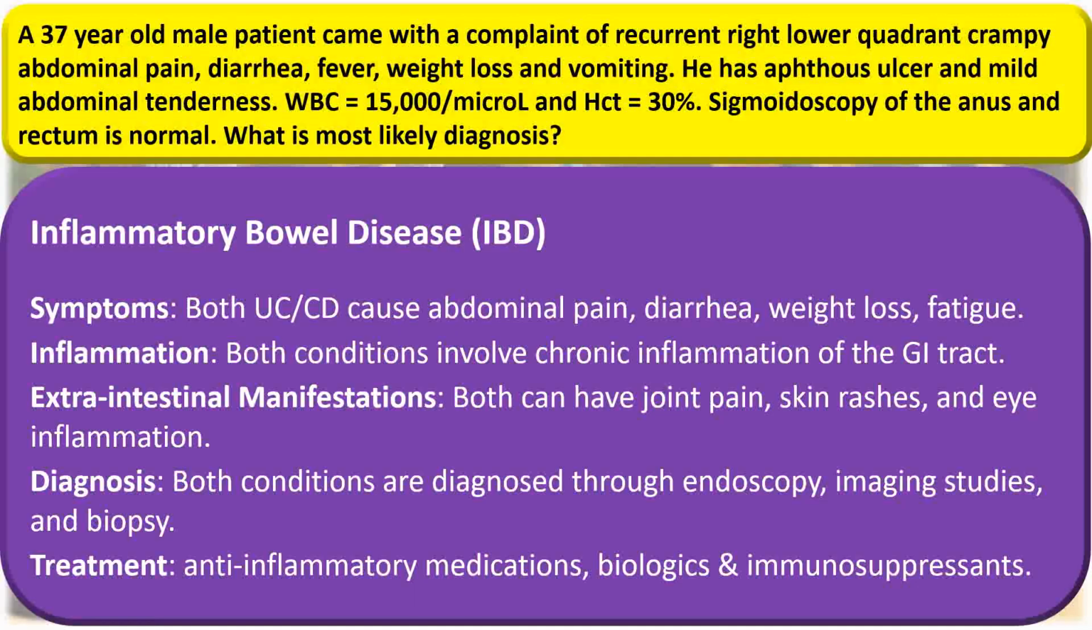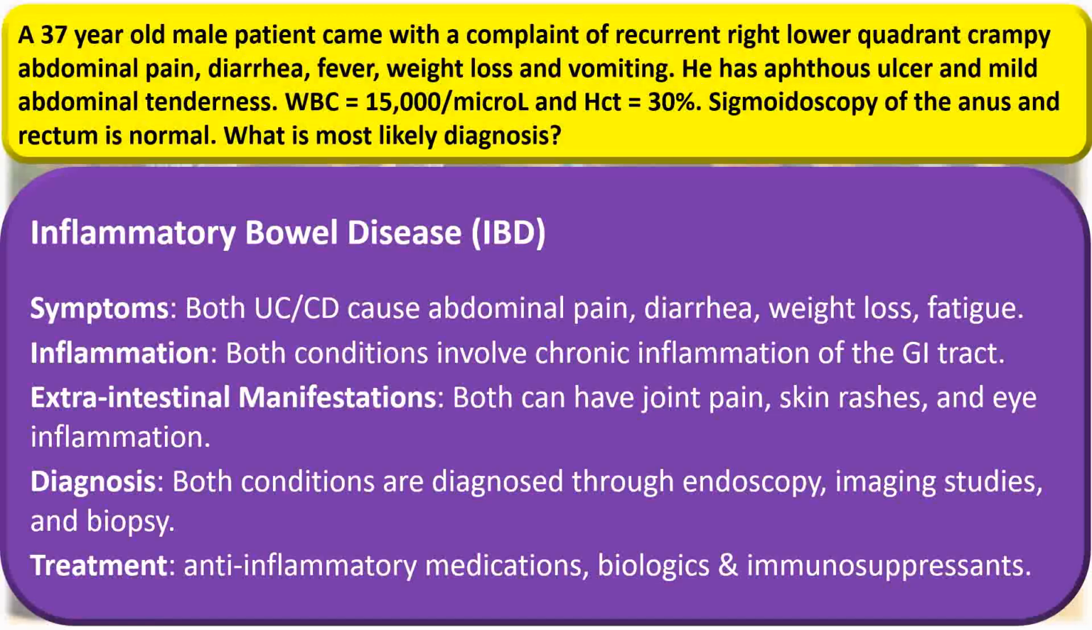Moreover, ulcerative colitis and Crohn's disease can manifest beyond the confines of the GI tract. This is what we refer to as extraintestinal manifestations. Patients may experience joint pain, which can range from mild discomfort to severe arthritis. Skin rashes and eye inflammation are also common, indicating that inflammatory bowel disease is not just a local issue within the digestive system, but a systemic one affecting multiple body systems.